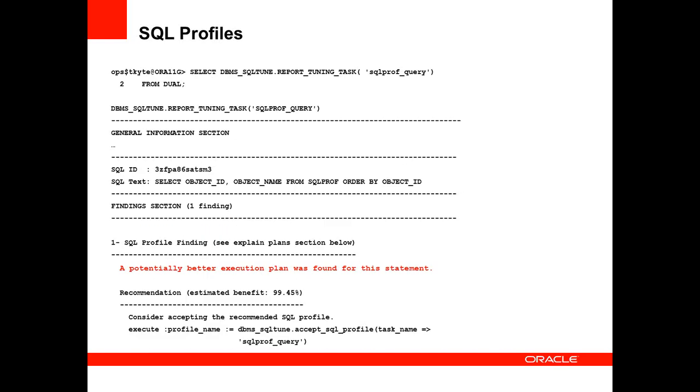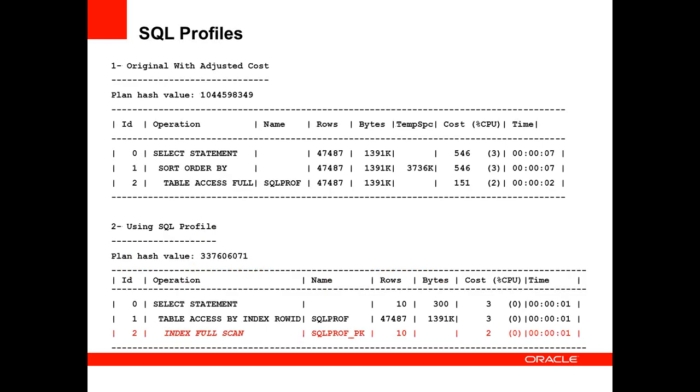After that tuning task is run, I can come back and generate a report that would tell me what happened here. And basically it's saying a potentially better execution plan was found for this statement. And this is the original query. We assigned it this cost because we think we're going to have to run through almost 50,000 records, sort them, potentially write them to temp, and then return 50,000 records to the application. But with the SQL profile, we're fixing the estimated cardinality. We think that through that index, we're just going to get 10 records. And by stuffing that number 10 in there, it dramatically lowers the cost of that particular plan.